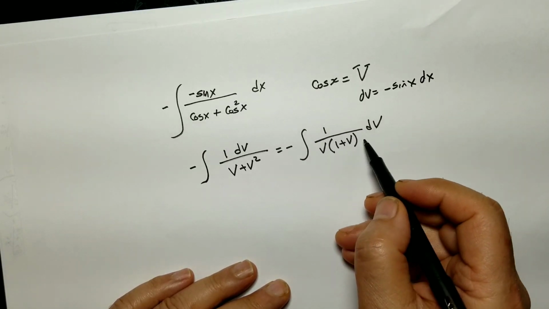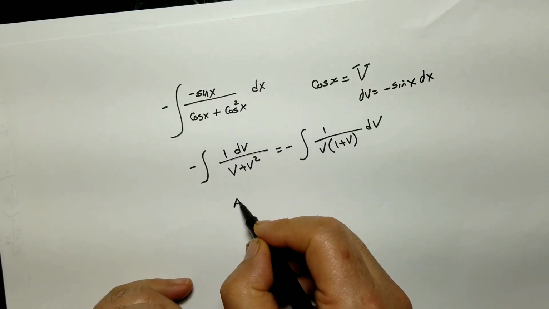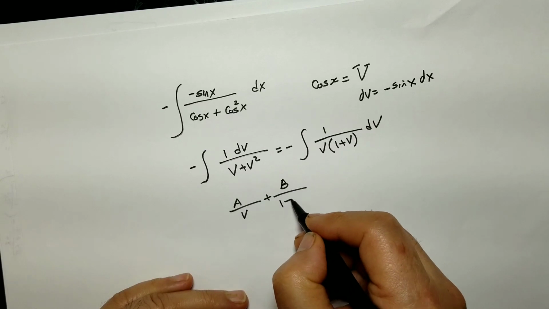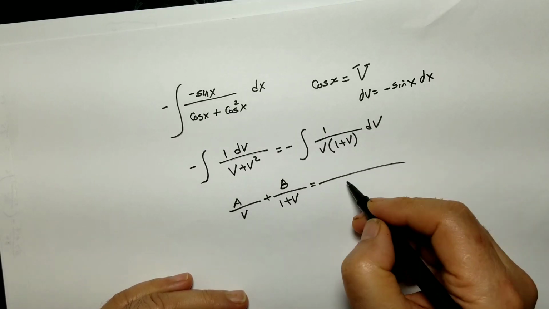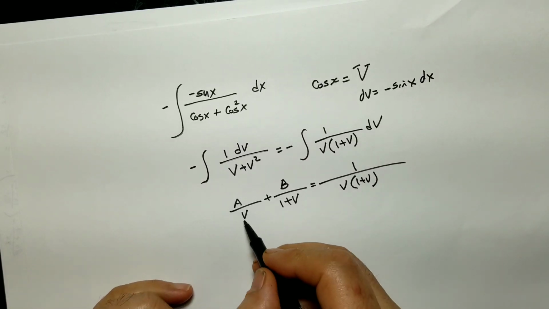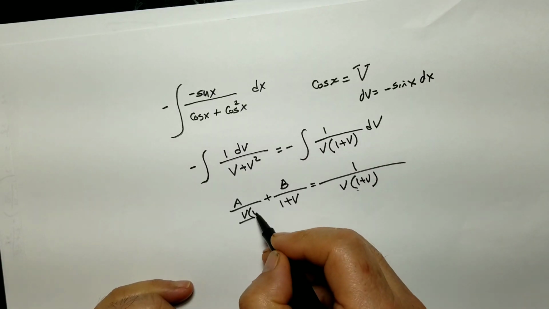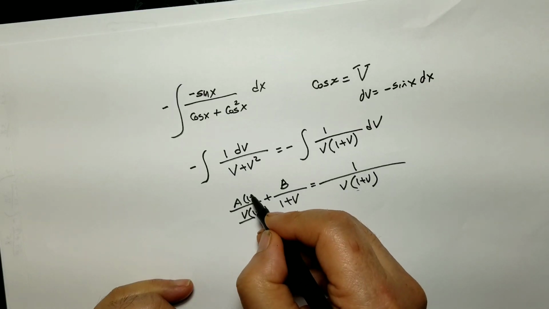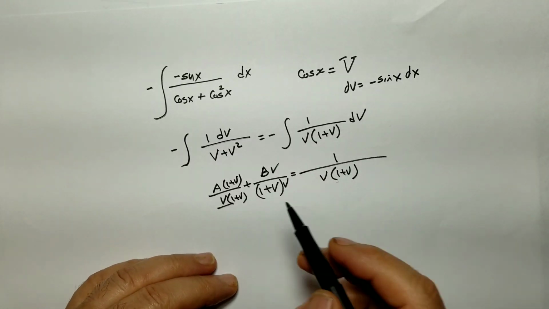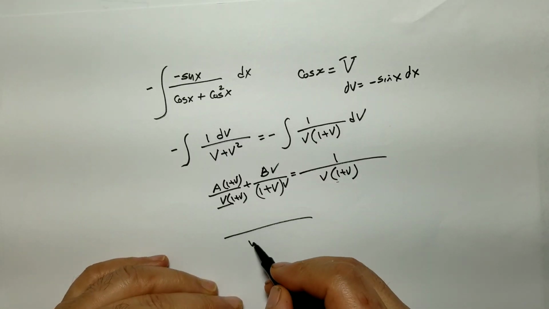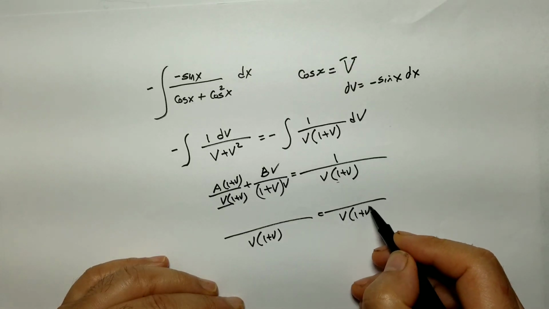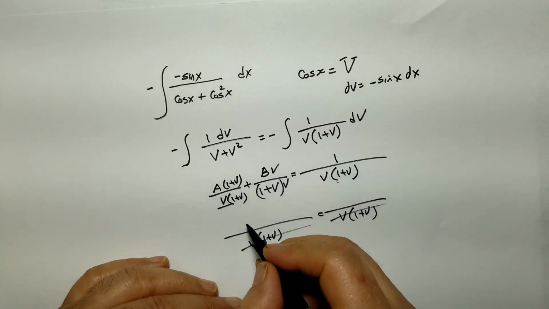This is called a proper fraction. And the factors are v, and the factors are 1 plus v. And these have to become equal to A over v plus B over 1 plus v. How can I make this look like this? Multiply by 1 plus v. How do I make this look like this? Multiply by v. The bottoms are the same, so the top has to be the same.